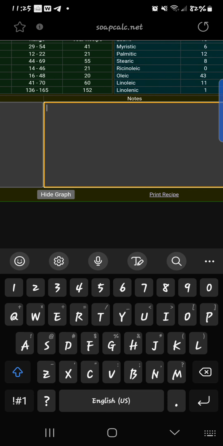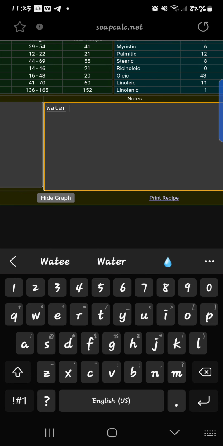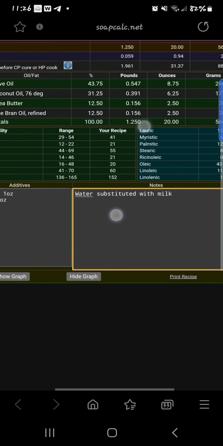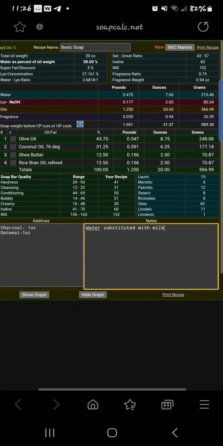And let's say this was a milk soap, so you can put water substituted with milk. And then that's a note that you can have in your recipe. And basically, this is just so when you look at the recipe later on, you know, oh, when I made that soap, I substituted all of my water for milk, and I had charcoal and oatmeal in this soap.